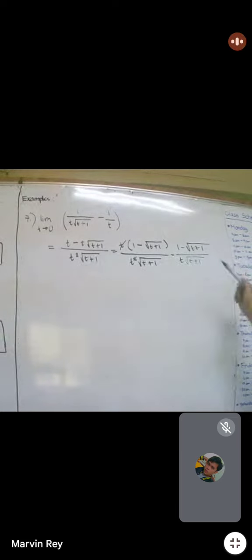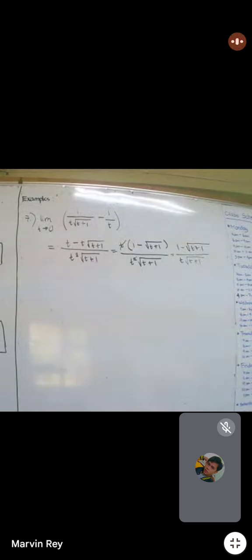Numerator or denominator? Anyone? Numerator, sir. Yes, correct. It's the numerator. Why? Because the numerator contains two terms, right? 1 or negative. If you rationalize the denominator, it would be very useless, because you would go back to your original expression. So, it would be better to rationalize an expression with two terms.